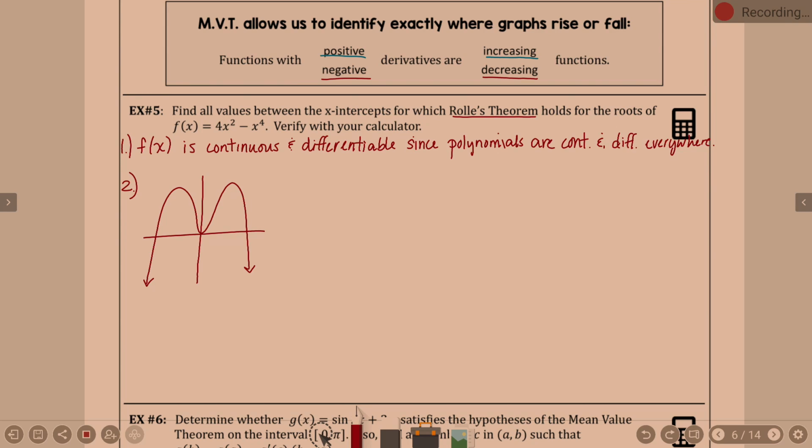Okay. It specifically says between the x-intercepts. Between the x-intercepts is how we can use Rolle's theorem, right? Because x-intercepts are going to equal each other. What are those x-intercepts? Negative 2 and positive 2, and technically it does touch at 0, right? Yep.